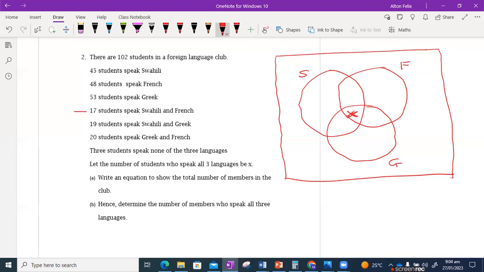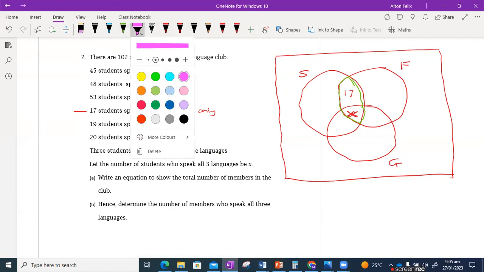17 students speak Swahili and French. Now, they did not say only, so you cannot put the 17 here. If you put the 17 here, that will mean Swahili and French only. The 17 will relate to the entire overlapping region, including your x for both Swahili and French. And I'm going to shade that in a beautiful yellow so you can see what I'm talking about.